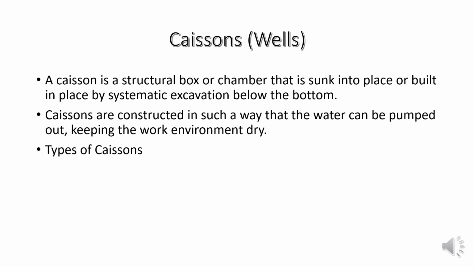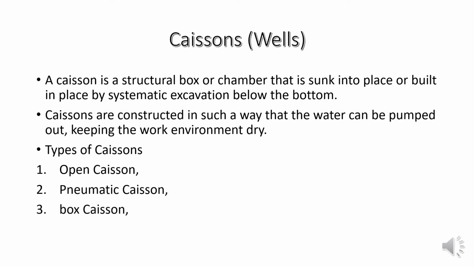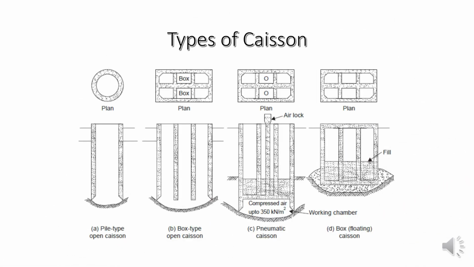Types of caissons. First one is open caisson, second pneumatic caisson, third is box caisson, fourth is floating caisson. The first figure shows pile type open caisson, which is circular in plan, and second one is box type open caisson. We can see six compartments for this caisson.